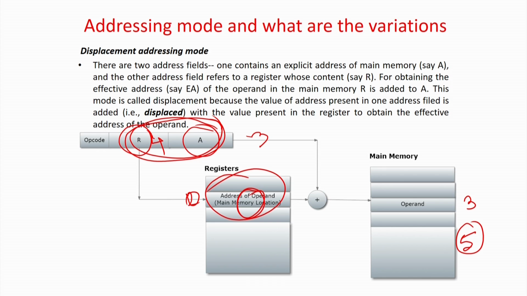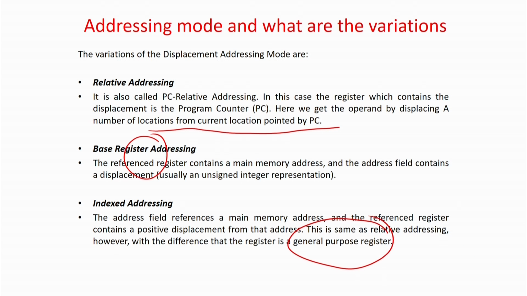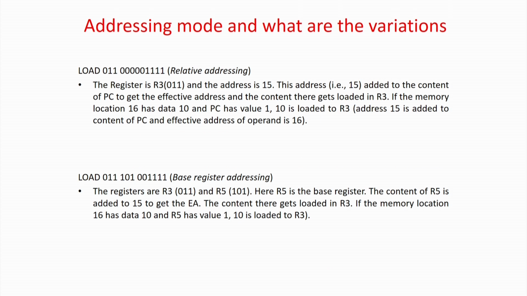So, if this register is general purpose, then we call it index. If it is a base register, then it is base register displacement addressing. If it is the program counter, we call it relative addressing. The functionality is more or less similar. That is, there is a memory location and you have to address 1, 2, 3, 4, 5, 6, or you have to jump from memory location x to x plus 5. So, this type of displacement addressing is used, but based on the register which is used for that purpose, there are different types.